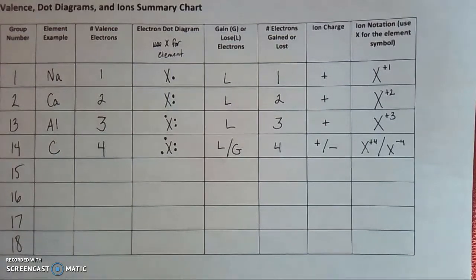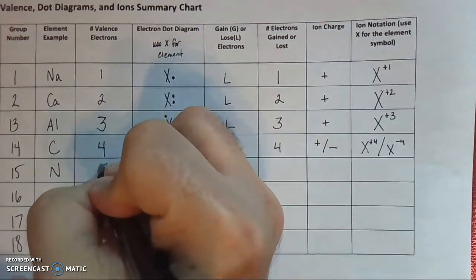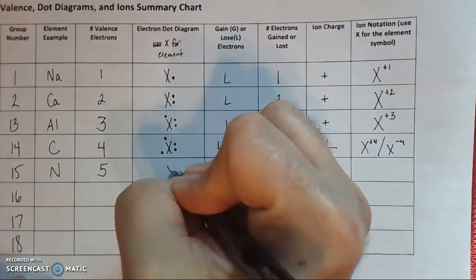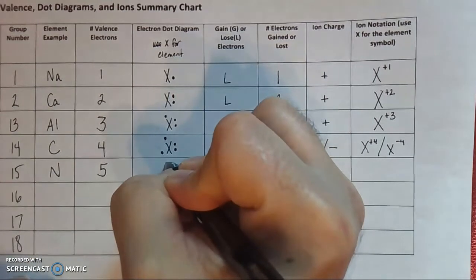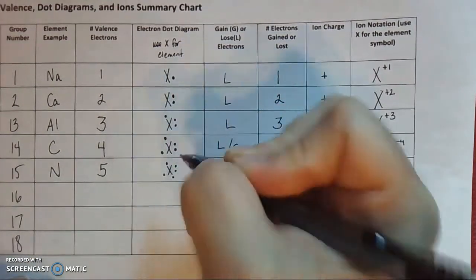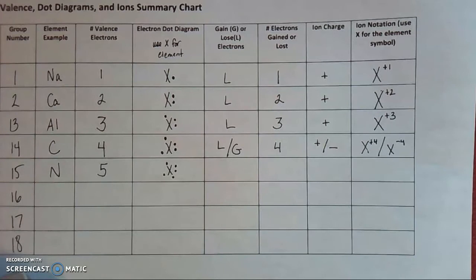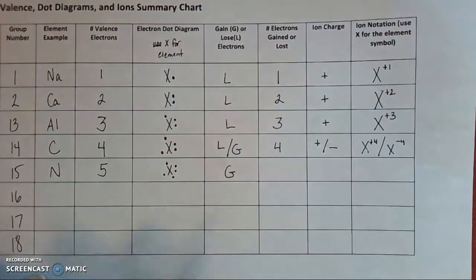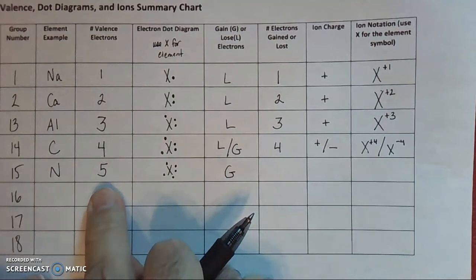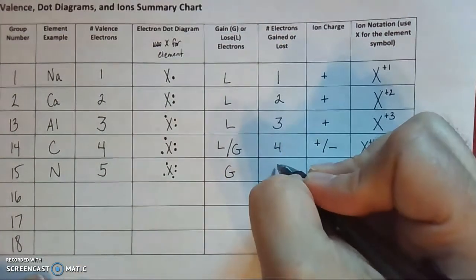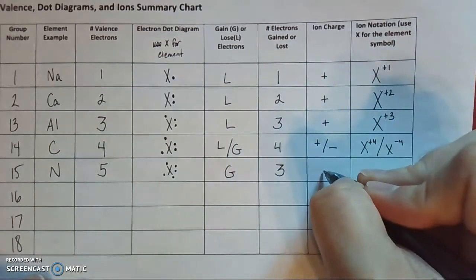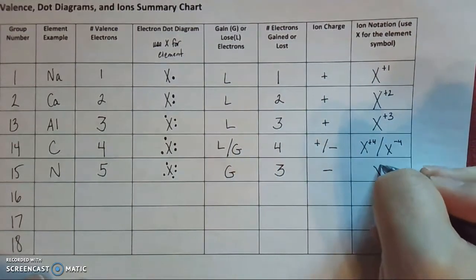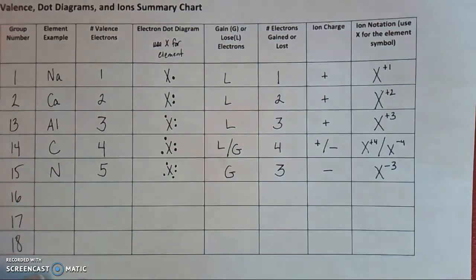Group 15. Here we have nitrogen as an example. It has 5 valence electrons. So the first 2 get paired together, then 3, 4, 5. It's going to gain electrons. It's easier to gain 3 electrons to make 8 than it is to lose 5. So it's going to gain 3 electrons. If it gains, it becomes negative, and it's going to be minus 3 in charge.